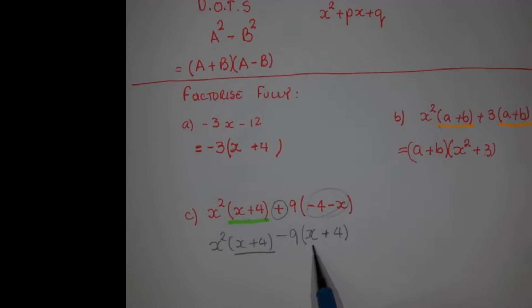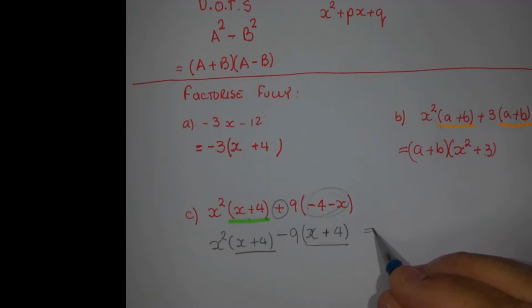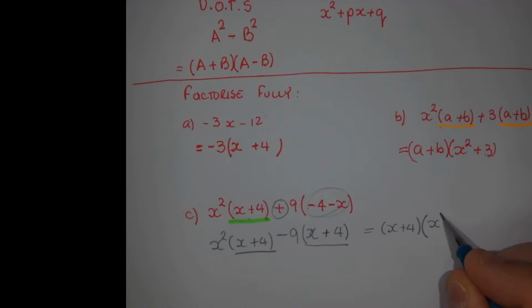It has a common factor x plus 4. Now, since that x plus 4 is a common factor, I could then pull out that common factor and say, so x plus 4 multiplied, and then inside the brackets here I've got x squared minus 9.